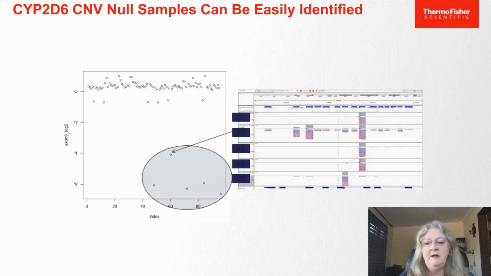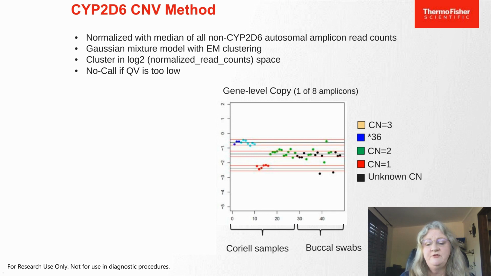First of all, we identified some samples with known null copy number, 0 copy number. Those samples are pretty easy to identify. So there wasn't much of a challenge with identifying individuals with a null genotype, null copy number. A larger challenge came in distinguishing between individuals with 1, 2, and 3 copies and the star 36 allele.